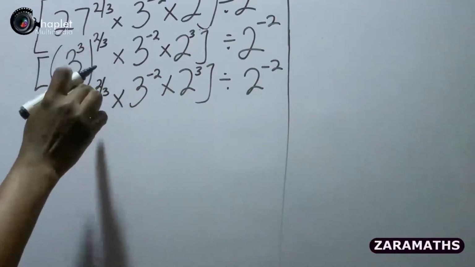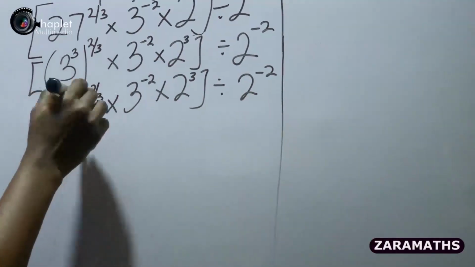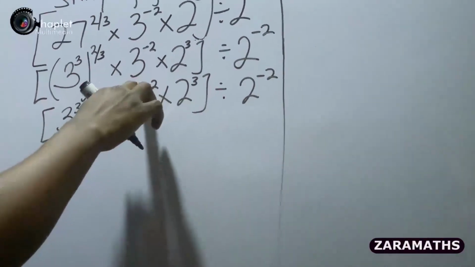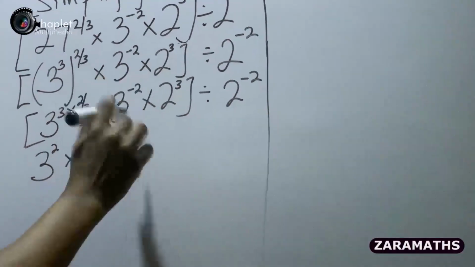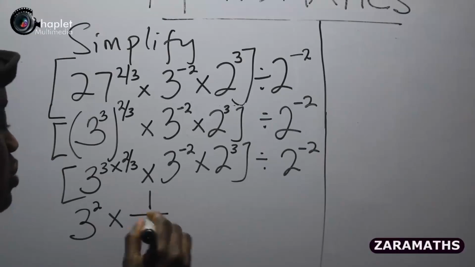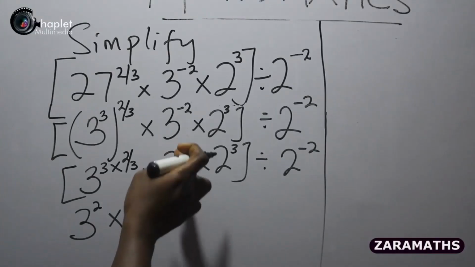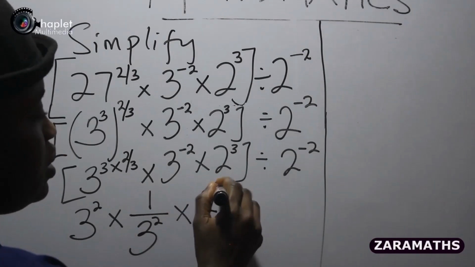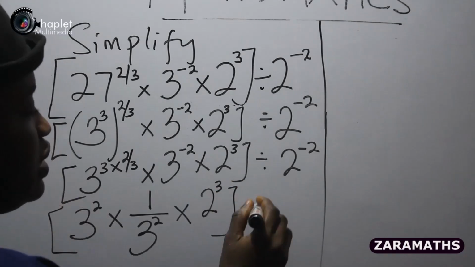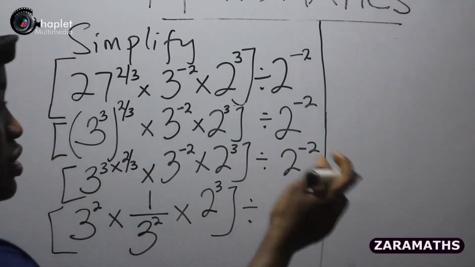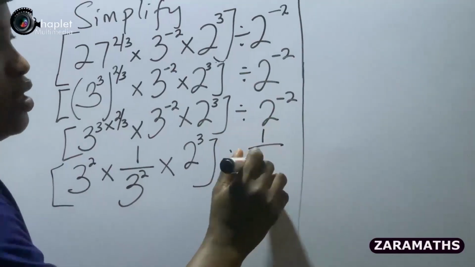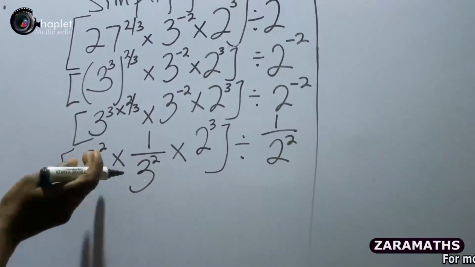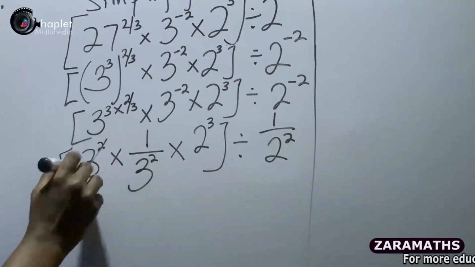3 times 2 over 3 is 2. With 3, we cancel out the 3 to give us 3 raised to the power of 2, times, remember the negative index. If you have a negative index, it becomes 1 all over the base raised to the power. So 3 raised to the power minus 2 is the same thing as 1 over 3 raised to the power 2, times 2 raised to the power 3, all in brackets, divided by, here becomes the same thing as this. This is a negative index, 1 all over 2 raised to the power of 2. So in this case, 3 raised to the power of 2 is the same thing as 3 over 1, so we cancel out this.